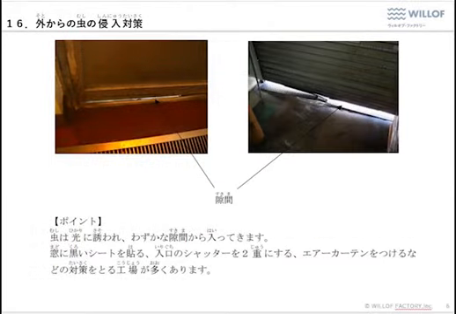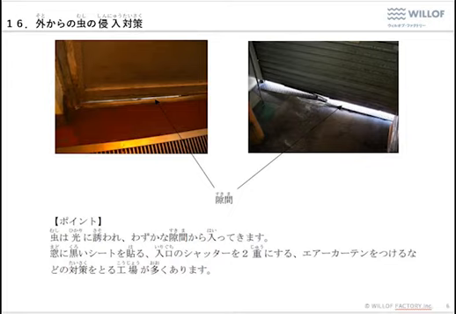Measures against the threat of insects from outside. This is a picture of the entrance to a raw materials warehouse at the food factory. If you darken the room in the daytime, you can see whether there are any gaps under the shutter. If you find a gap, repair it immediately to eliminate it.